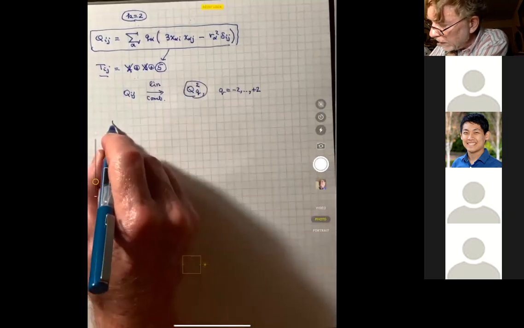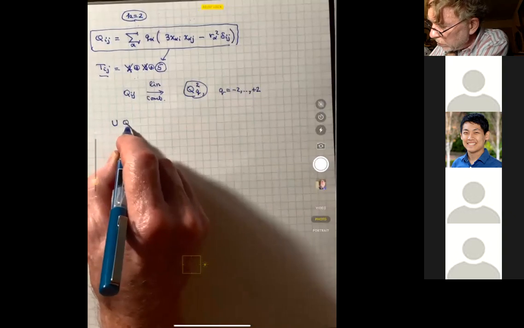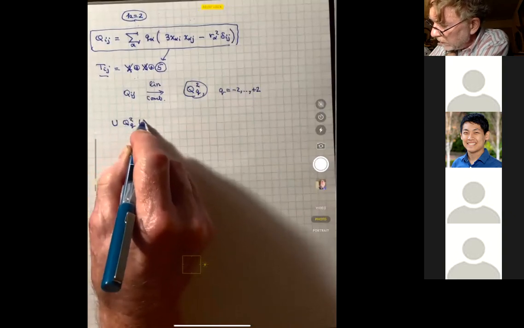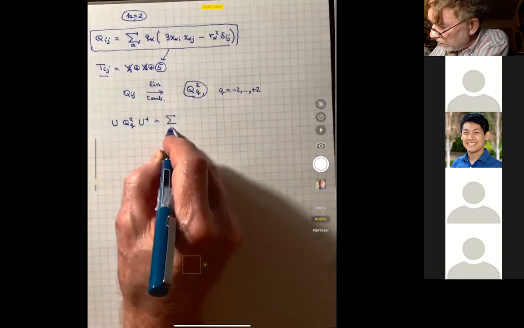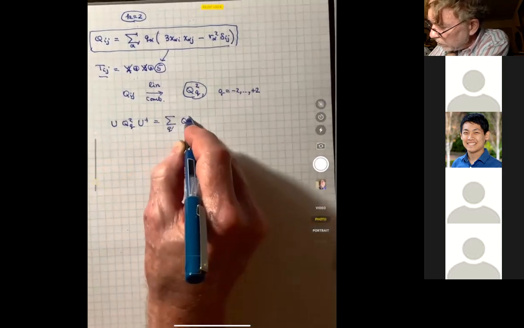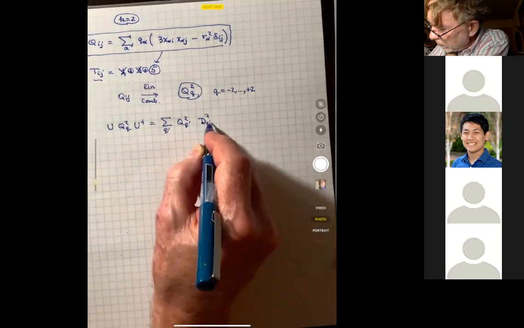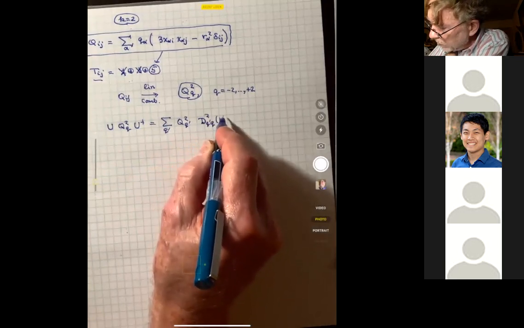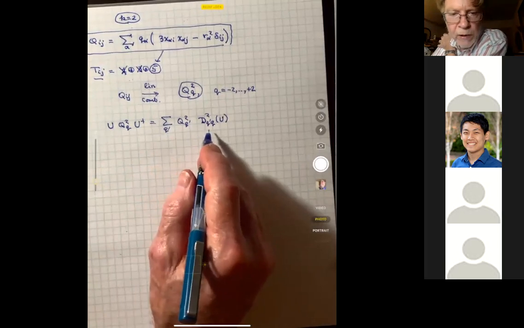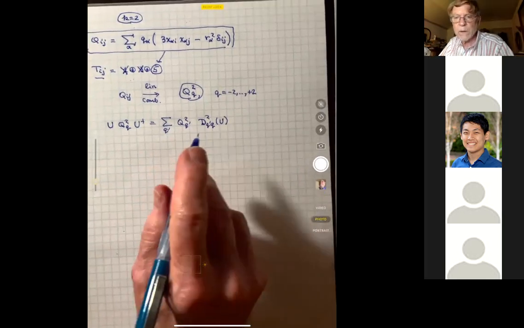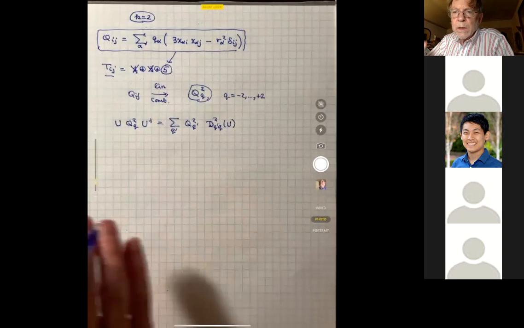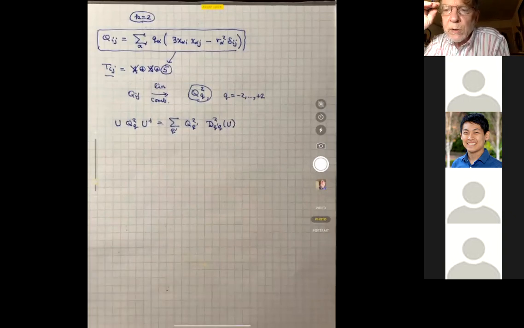It would transform this way: u q2q u dagger is equal to the sum on q prime of q2q prime d2 q prime q of u. It would rotate this way using the j equals 2 matrix for rotations. Okay. So those are then 3 examples of irreducible tensor operators of various orders, and also some examples of how they get applied in practice.